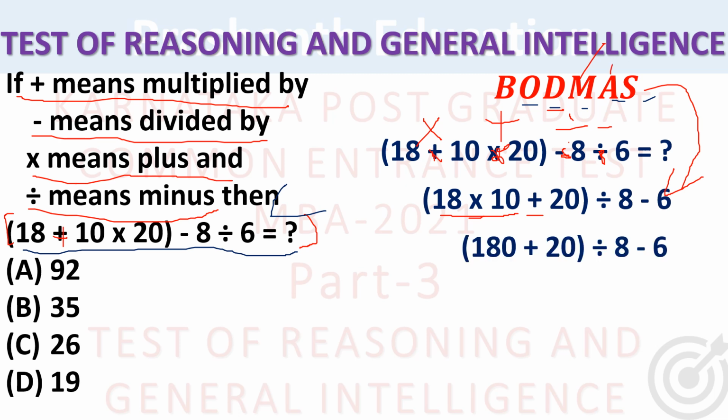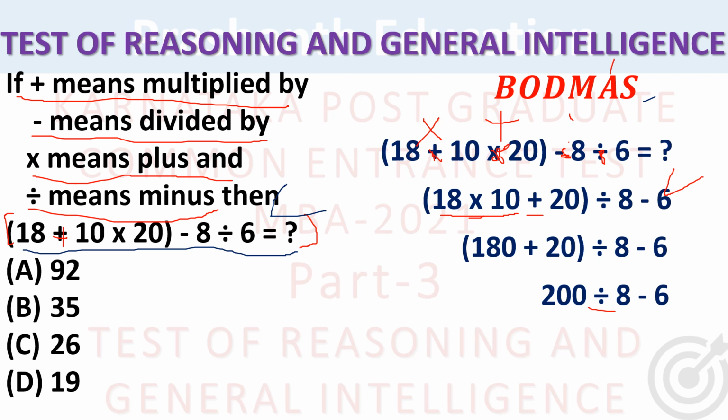Next, again, is any addition there? Yes, addition has now come: 180 plus 20. So 180 plus 20 is 200. Any subtraction? No. Now we have removed the bracket. Now again we start from the first one. Any operations? No. Any division? Yes, division is there. The first one is division. So 200 divided by 8.